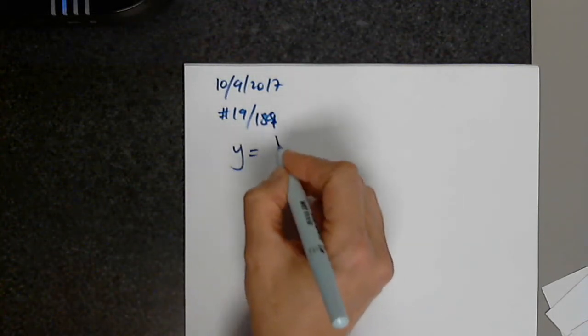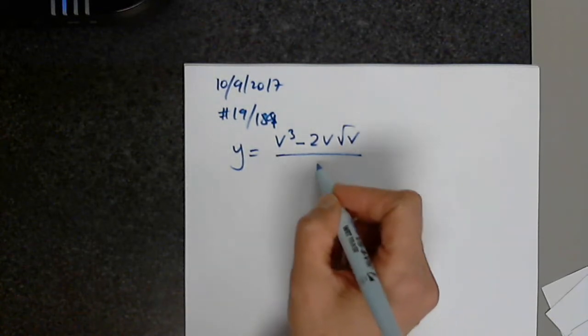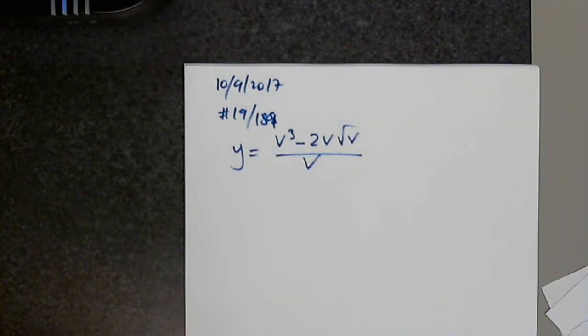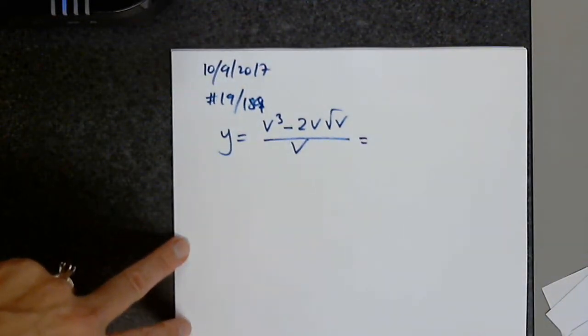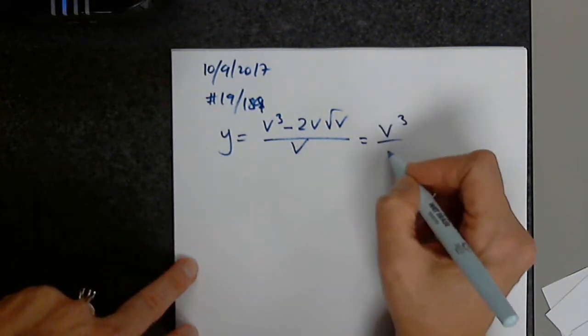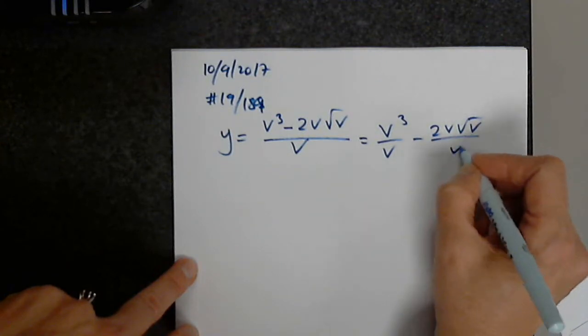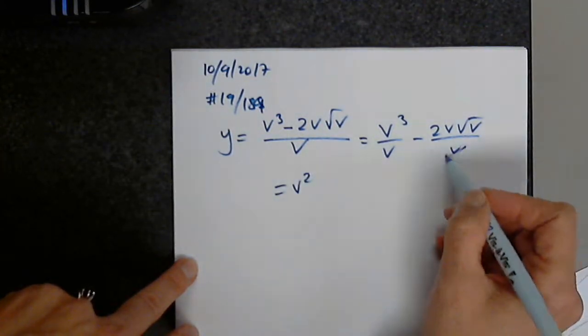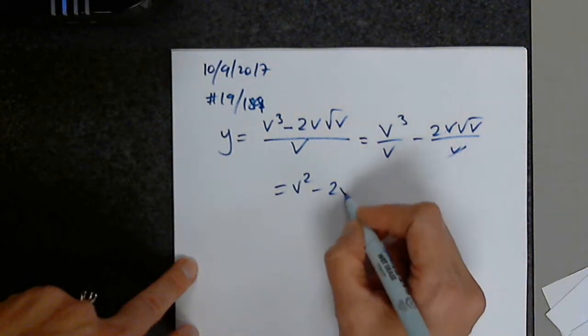Page 189, problem 19. So y equals v cubed minus 2v, the square root of v, divided by v. Of course, because the denominator is just one term, I will definitely split it. I'm not going to spend time on the quotient rule. So this is v squared, I simplify, minus 2, the square root of v.